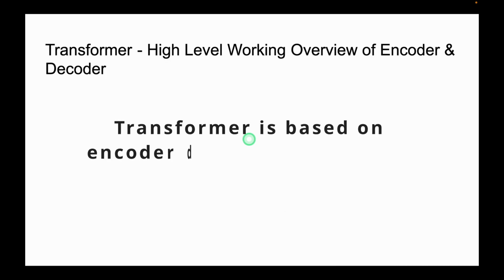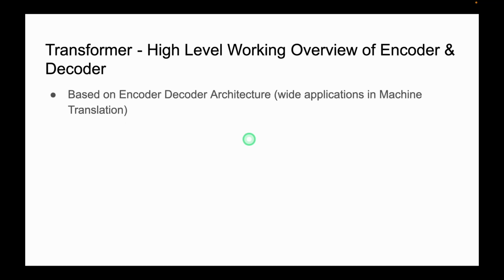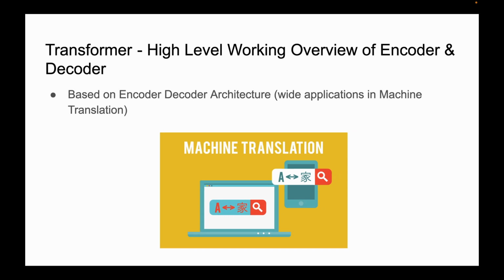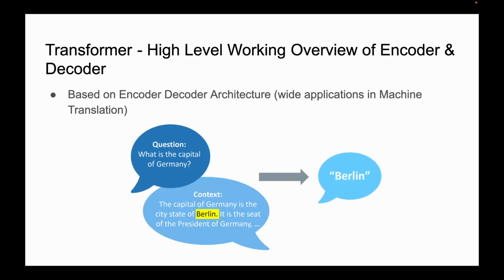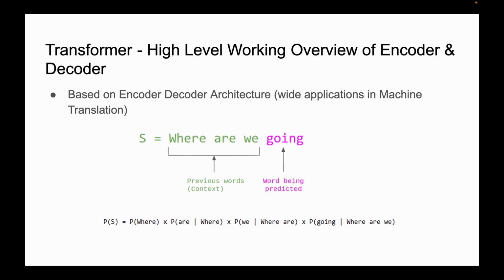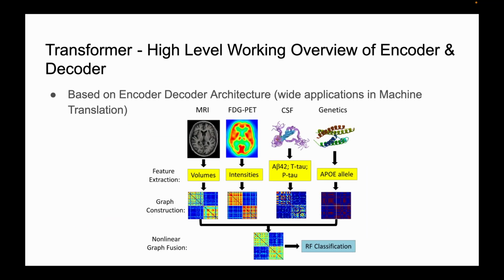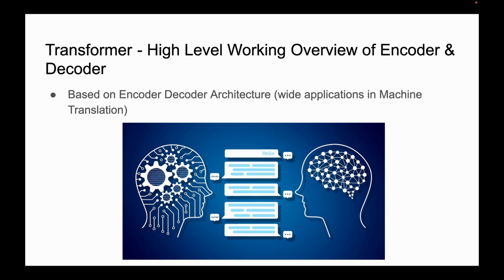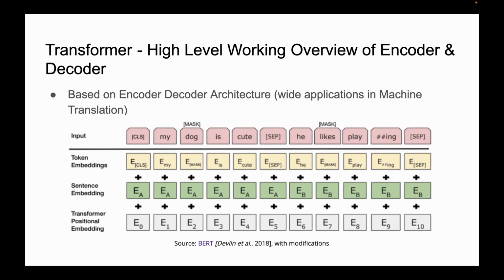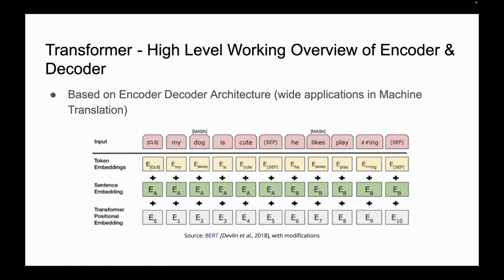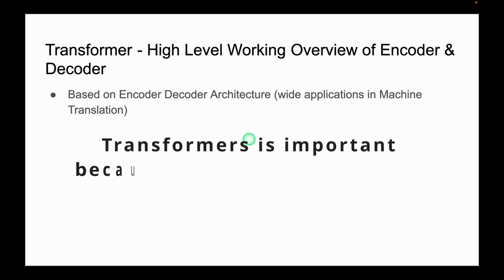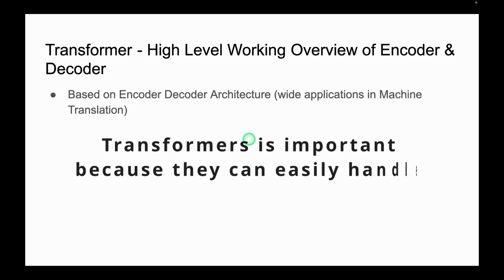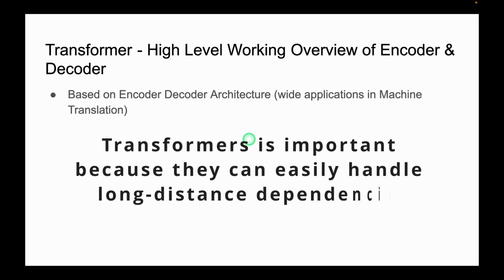Transformers are based on encoder-decoder architecture and are widely used for various tasks like machine translation, text classification, token classification, question answering, language modeling, language generation, multimodal classification, conversational AI, as well as in text representation generation systems. Transformers are extremely important because they can easily handle long-distance dependencies.